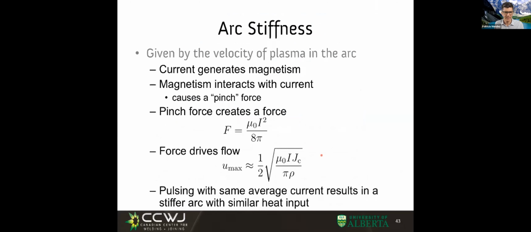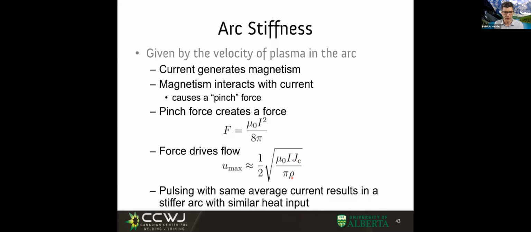Arc stiffness. I will not dwell into these equations in much detail, but this is a force that is created by the current at the arc. So it's as if you had a force pushing the plasma, and the velocity of the plasma you can calculate quite well with this equation. Mu0 is the magnetic permeability of vacuum. I is the welding current. JC is the current density of the electrode, and rho is the density of the plasma.